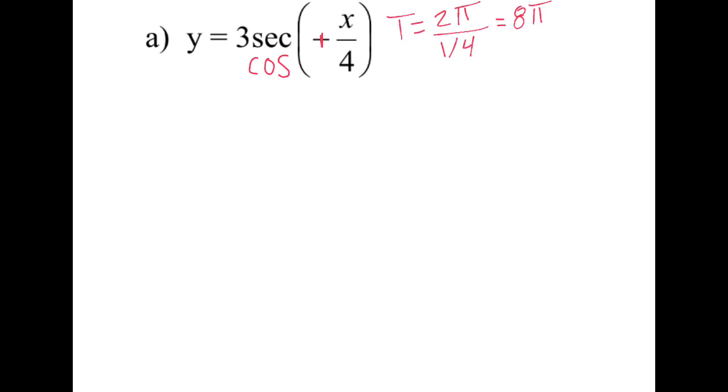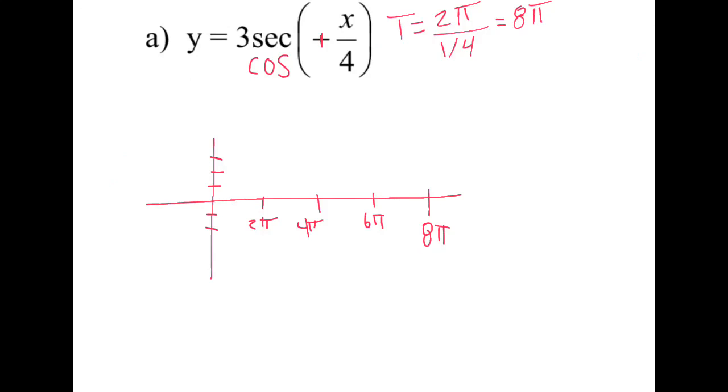Okay, so let's sketch in that period then. Here's 8 pi. Split it in half, there is 4 pi, split it in half again, 2 pi, and then there we have 6 pi. What does that 3 do? Well, that would affect the amplitude of the cosine graph, making it positive 3 and negative 3, like that.